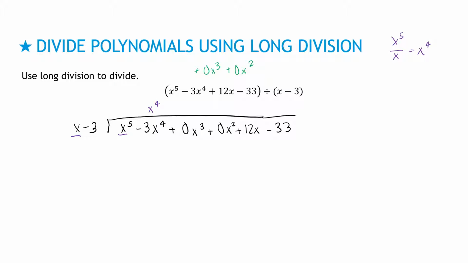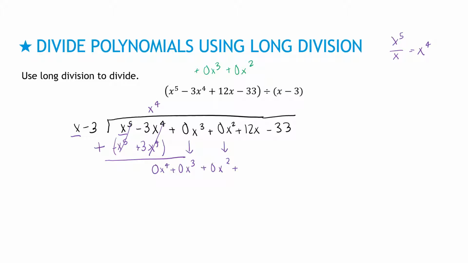So x to the 4th times x is x to the 5th. x to the 4th times minus 3 is minus 3x to the 4th. So this one happens to work out differently than most of the time because that second term is going to cancel as well. But I'm going to subtract, which means I'm adding the opposite of both of these. And notice this goes away and this goes away. So I have 0x to the 4th. And I've got 0x to the 3rd. And I've got 0x squared. And I could keep writing plus 0x, etc. But I'm not going to waste my time.